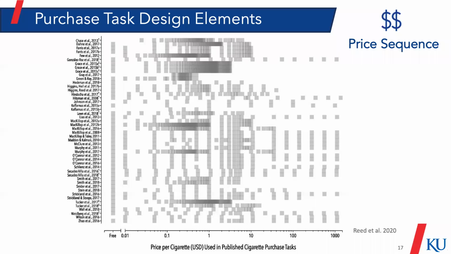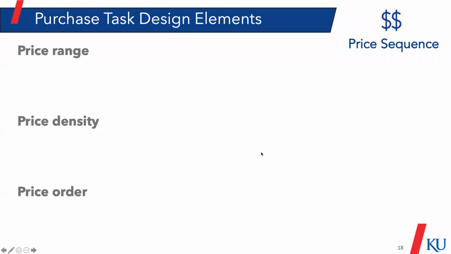So how many prices are there? The interval or distance between prices. You see some examples here where there's very high resolution at certain areas, very high resolution here, relatively lower resolution at higher prices. So when we think about the price sequence, we need to talk about 3 key elements: the price range, the price density, and the price order.